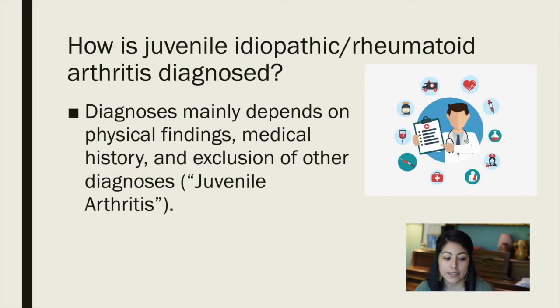So how is JRA diagnosed? Diagnosis mainly depends on physical findings, medical history, and the exclusion of other diagnosis. So it can be difficult to diagnose because there is no single test to confirm the disease. There are a number of blood tests that can be done to rule out other diseases that will help point towards arthritis. And once that is diagnosed, bone tests can be done to see the amount of damage that the arthritis has caused to the joints.